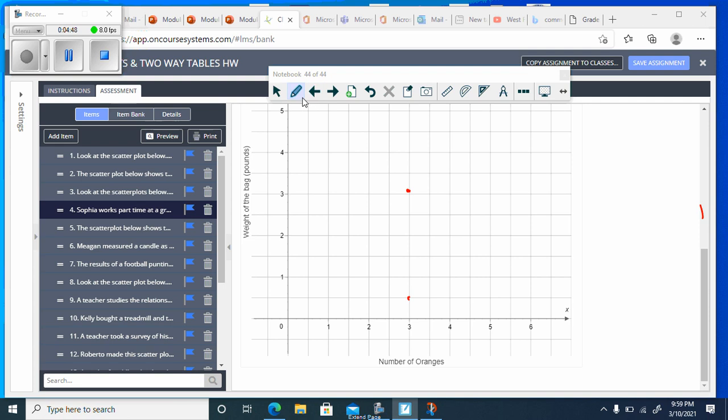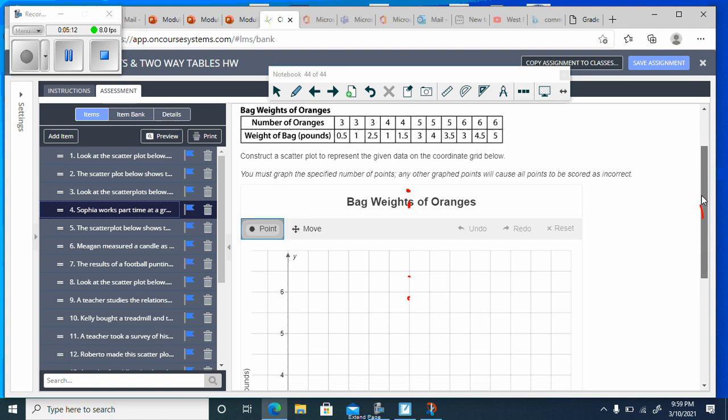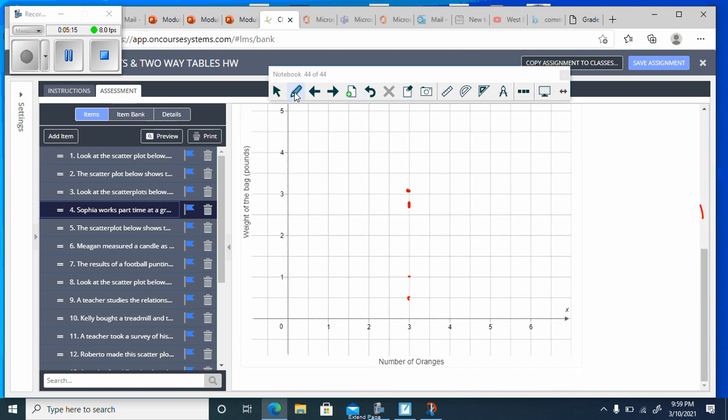Three oranges, 1 pound. All right. 3 oranges, 2.5 pounds. That would be right there. Let's find our other oranges. Let's see, it says when we've got 4 oranges, we got 1 pound and 1.5 pounds. 4 oranges is 1 pound and 1.5 pounds.